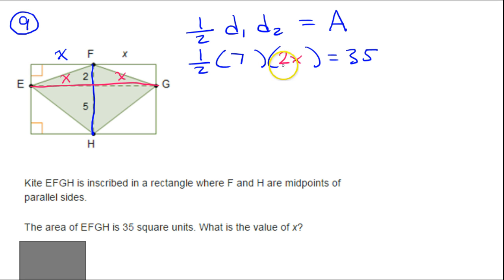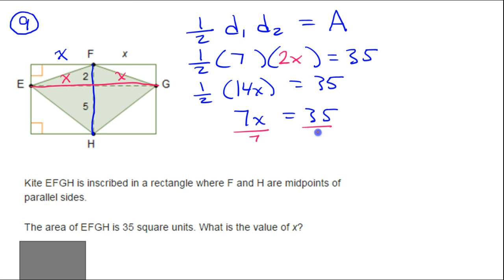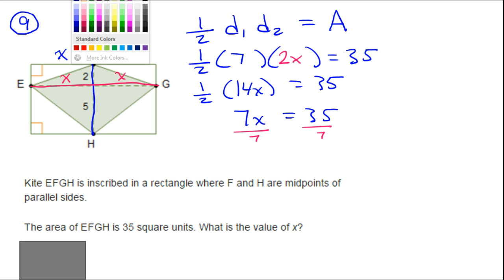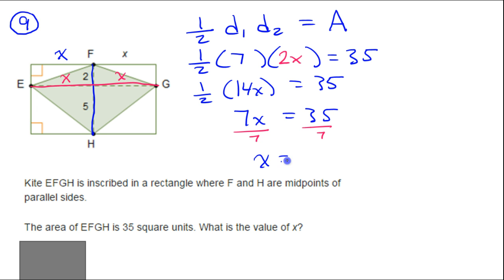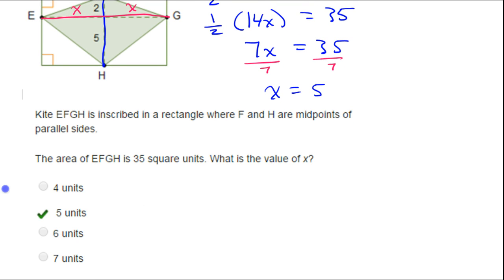7 times 2 is 14, so that makes this 1/2 times 14x is equal to 35. Half of 14 is 7, so that makes this 7x is equal to 35. And if you divide both sides by 7, you get x is equal to 5. So the answer should be 5 units. And there it is.